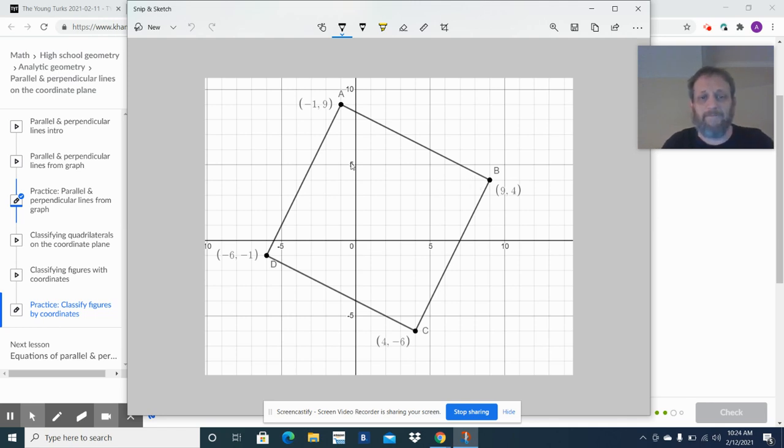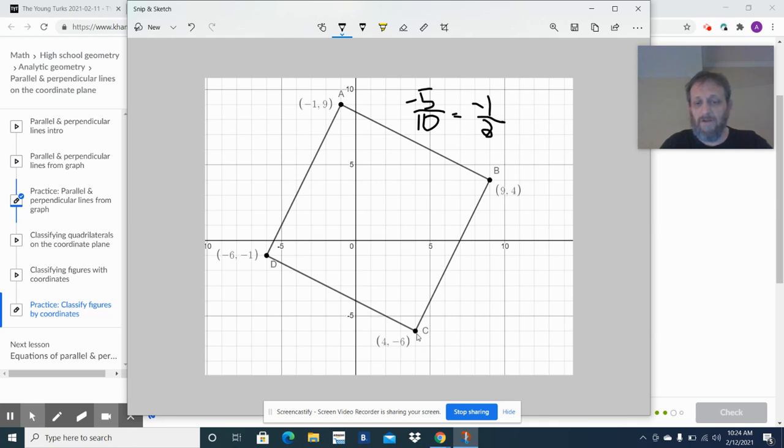They're all going to be the same. Okay, so from 9 to 4 is down 5, and from -1 to 9 is a positive 10. Now that's going to reduce to -1/2, but I really want to remember this original change amount here. This is important in knowing whether it's a square because it has to do with the distance.